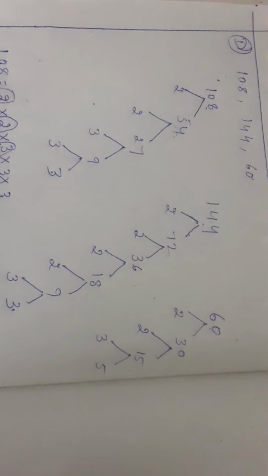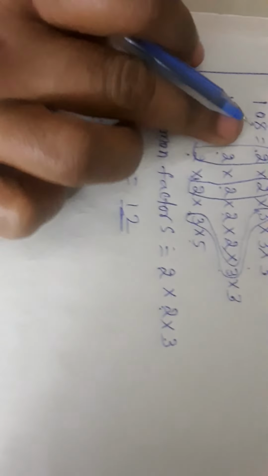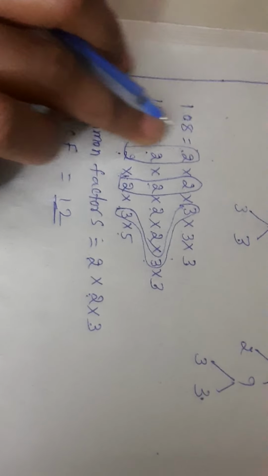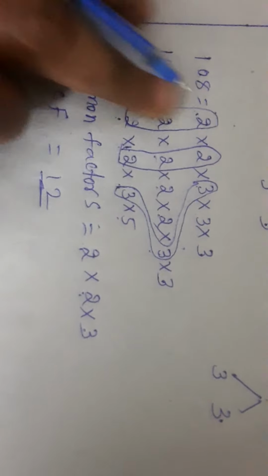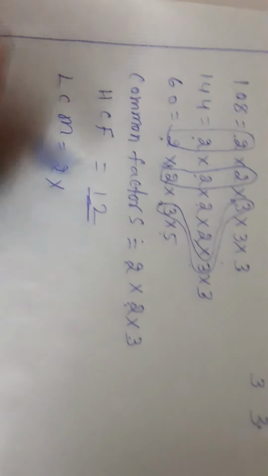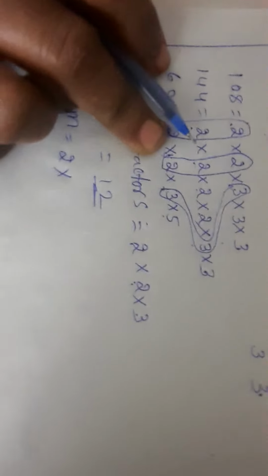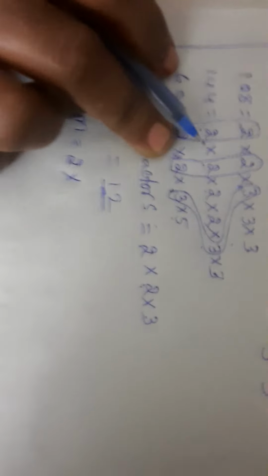Next LCM. So here these numbers have 2 three times, so we are taking only one time 2. Here also 3 2s are there, so we are taking only one time. And 3 is there, we are taking only one time that 3. And in this number we have 5. And this number has 2 into 2 into 3. And this number has 3 into 3.